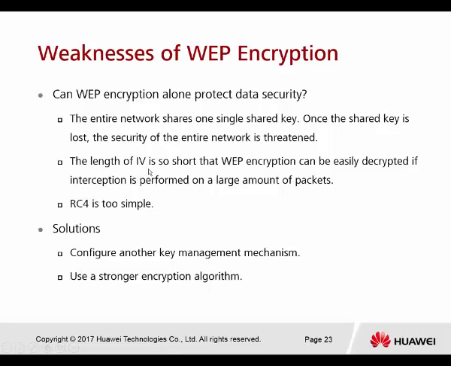The length of the IV is so short, so WEP encryption can be easily decrypted if interception is performed on a large amount of packets. Okay, this is the main problem here. It's very short, only 24 bits. And the formula for RC4 is too simple. For more information, you can check RC4. I believe on Wikipedia you can find the formula for RC4. What is RC4?